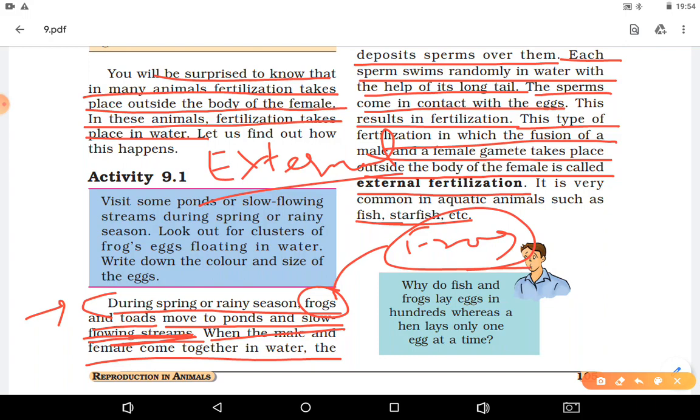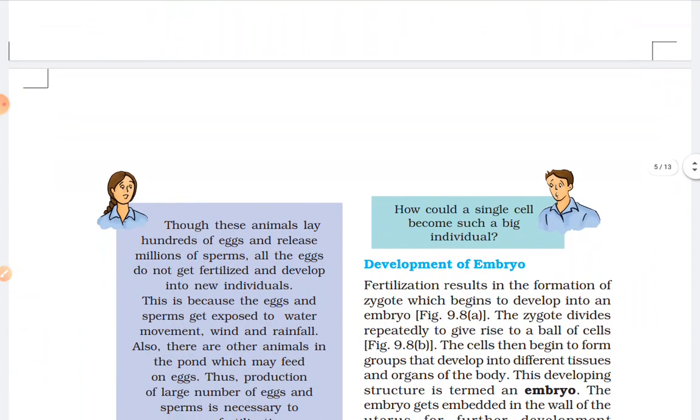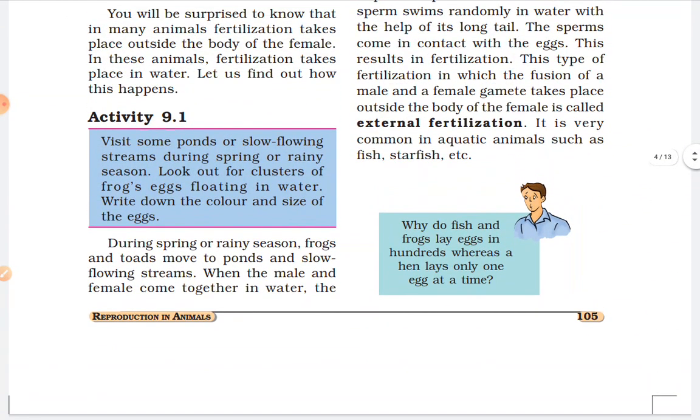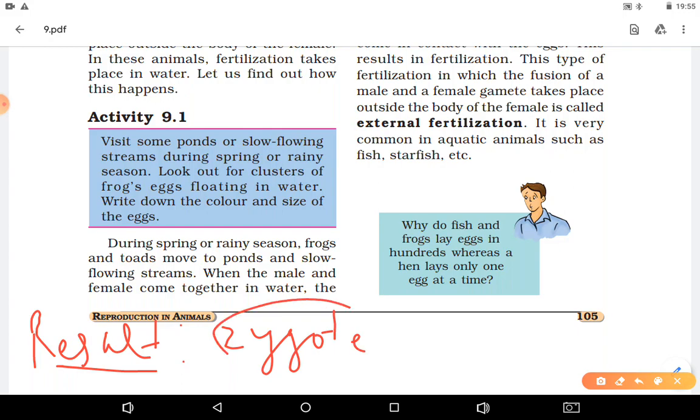Is that clear? So that is the external and the internal fertilization. I hope it is clear. So when the fertilization takes place, the result of fertilization is what? I again repeat, it results in the formation of the zygote. It results in the formation of the zygote.